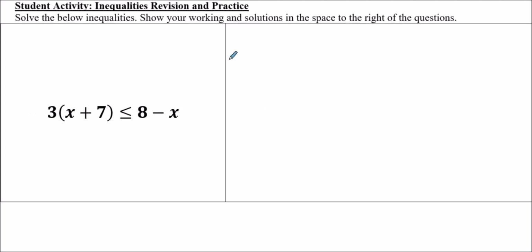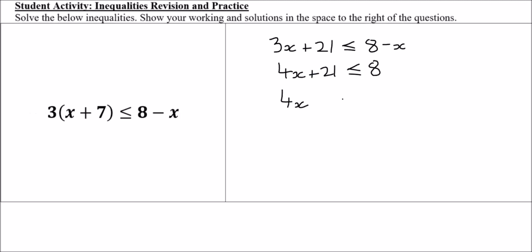Question 2. First off, expand the brackets. We get 3x plus 21 is less than or equal to 8 minus x. Add x to both sides, we get 4x plus 21 is less than or equal to 8. Subtract 21 from both sides, I meant to say. So 4x is less than or equal to 8 minus 21, which is minus 13. Finally, divide through by 4. We see that x is less than or equal to minus 13 over 4. You may have said less than or equal to minus 3 1/4. That's fine if you wanted to.